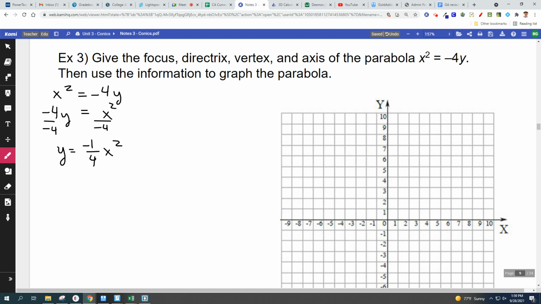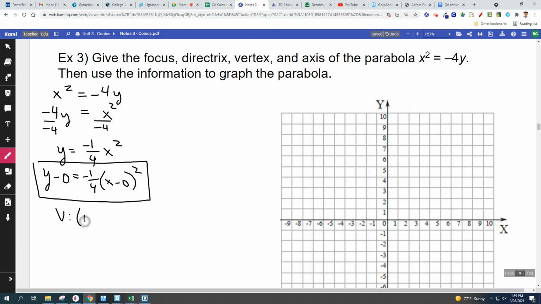When I see that, I immediately know where the vertex is. You can write it like this: y minus 0 equals -1/4 (x minus 0) squared, and that might make it more obvious that the vertex is at the point 0, 0. Maybe you could see that before we even started. The vertex was going to be at 0, 0, and so the vertex is 0, 0.